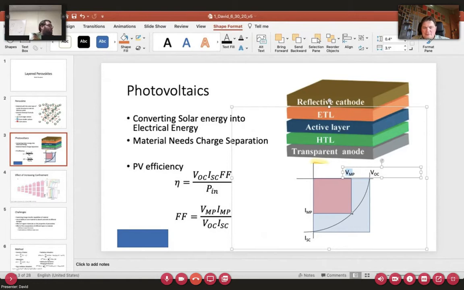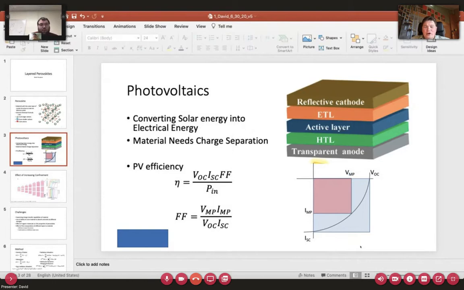Okay. Very good. Thank you. One more question. So this is the basics of photovoltaics, but why do you believe that perovskites will give better performance?